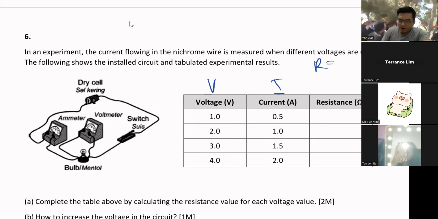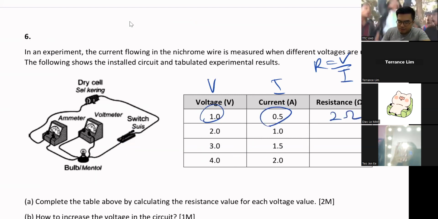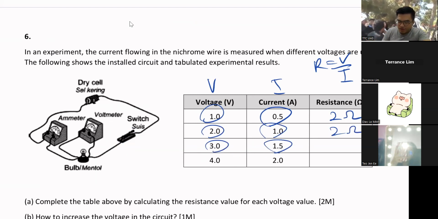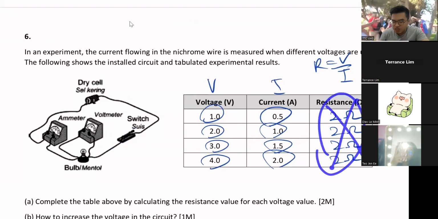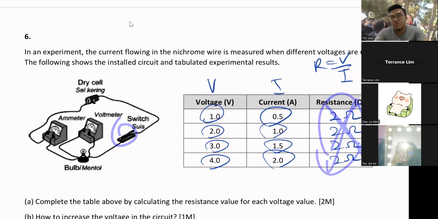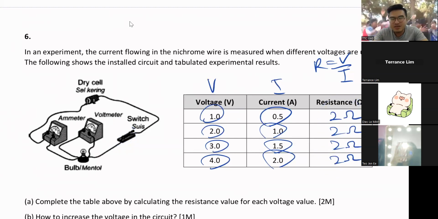So according to R equals V over I, 1 divided by 0.5 is 2. 2 divided by 1 is 2. 3 divided by 1.5 is 2. 4 divided by 2 is 2. What am I trying to say here? Resistance will not change. You see, I'm still using the same wire, maybe the same light bulb. So this thing will not change.